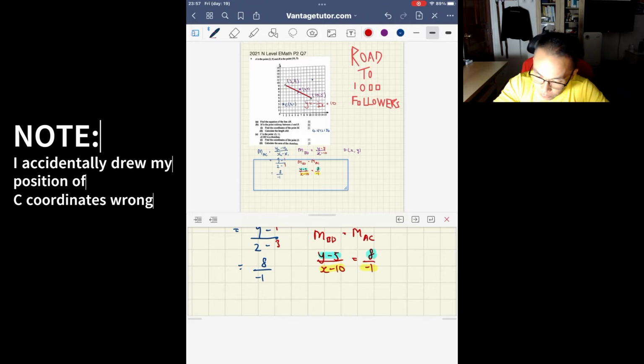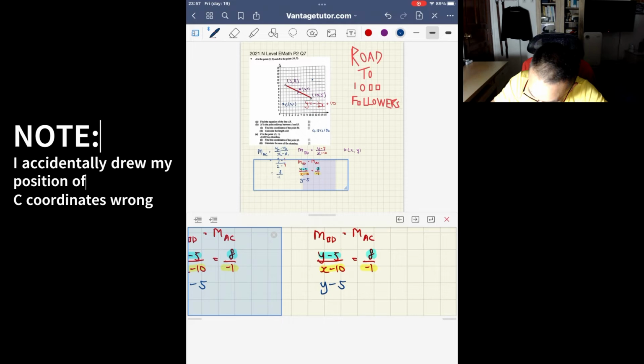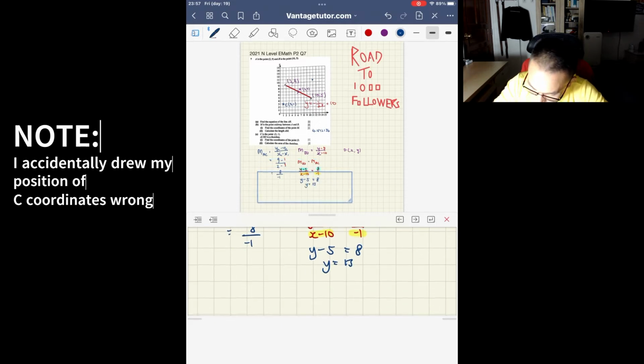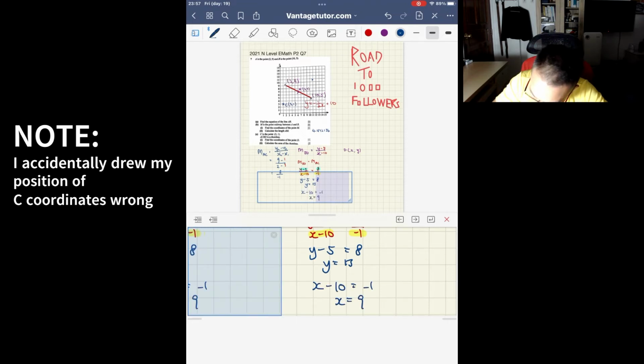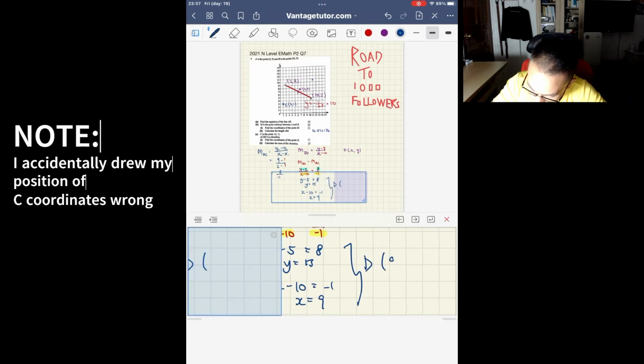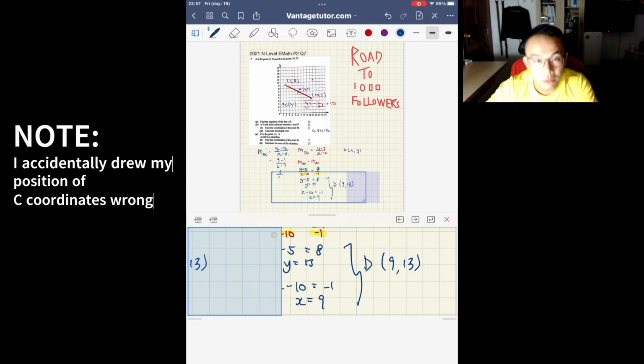Okay, so let's solve it right now. I can say that y minus 5 equals to 8, y equals to 13. Then x minus 10 equals to negative 1, x equals to 9. And therefore, I can say that D is essentially 9, 13. My method is not wrong, for sure. I've done this many times. But at the same time, this method is hardly used by any students because very often they just use it in the wrong way.